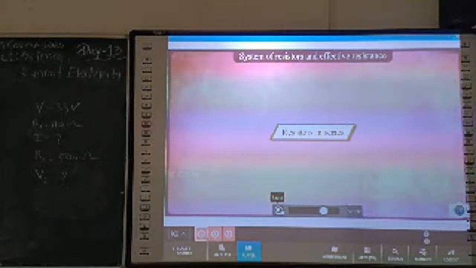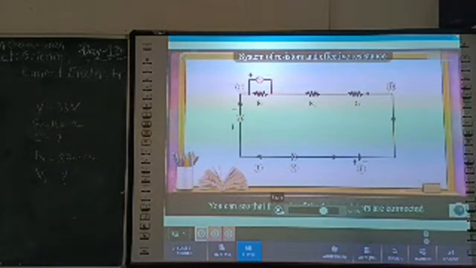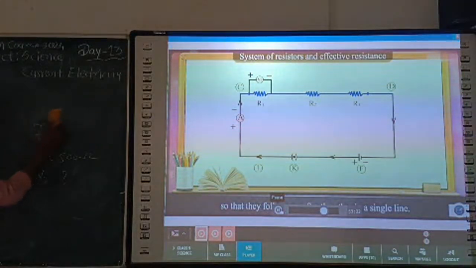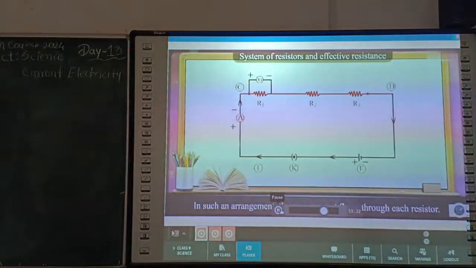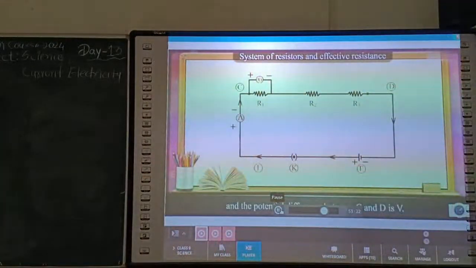Resistors in series. Study figure, you can see that the ends of the three resistors are connected so that they follow one after the other in a single line. These resistors are said to be connected in series. In such an arrangement, the same current flows through each resistor. The value of current is I, and the potential difference between C and D is V.